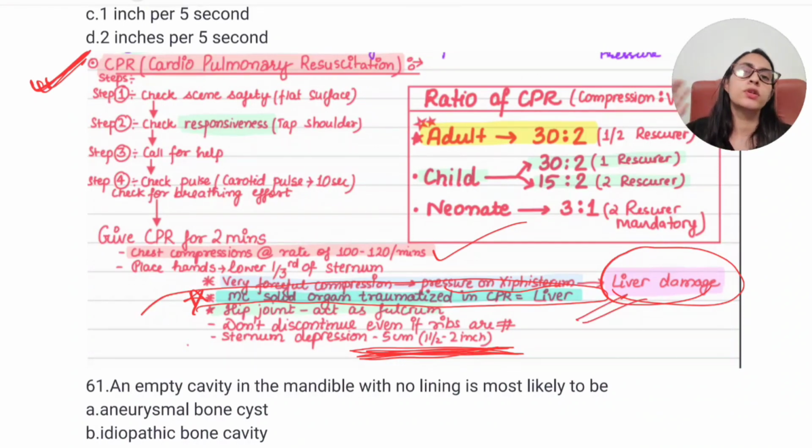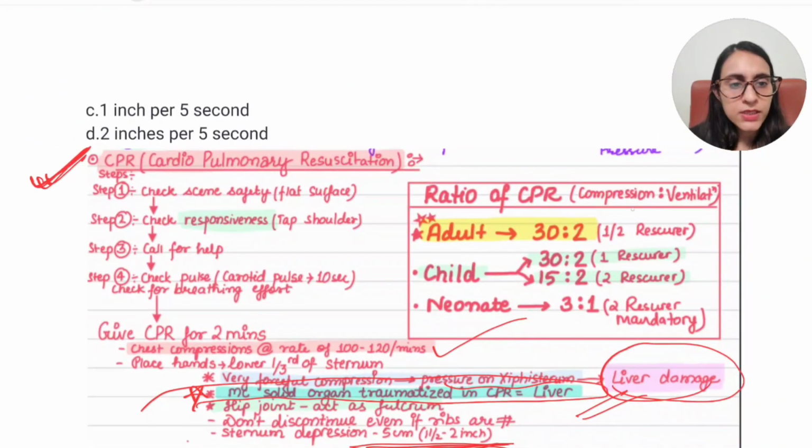The hip joint acts as the fulcrum, and if you fracture the ribs while giving CPR, you still continue to give the CPR. So the ratio of CPR is the compression to ventilation ratio. In adults, it is 30 compressions, 30 times you compress the chest, and 2 times you give the breathing, mouth to mouth, or however you are giving the ventilation. For child or adult, you can use either 1 or 2 rescuers.